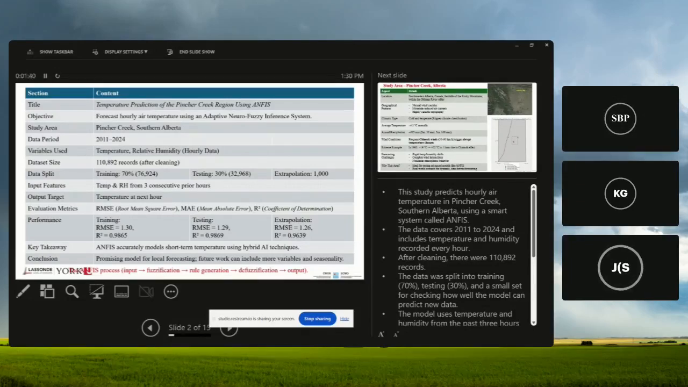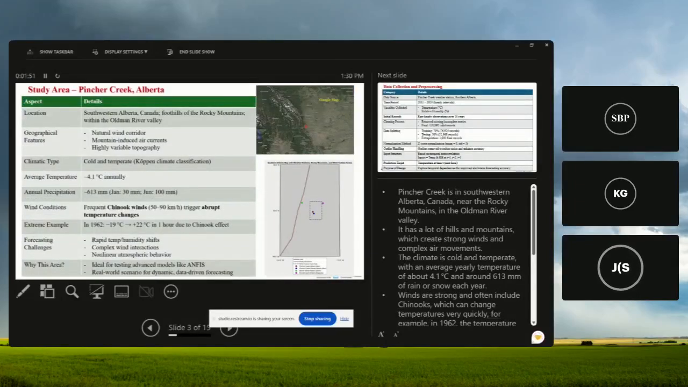The ANFIS accurately models short-term temperature using hybrid AI techniques. It is a promising model for local forecasting. Future works can include more variables. This is the area, the Pincher Creek area. You can see here at the right side the domain of the Rocky Mountains.